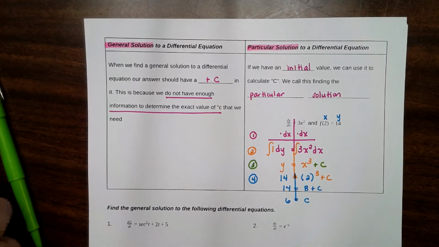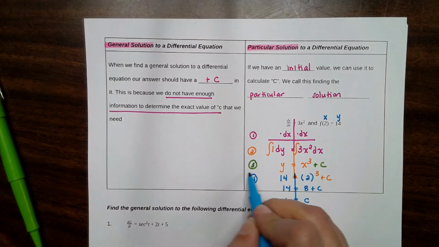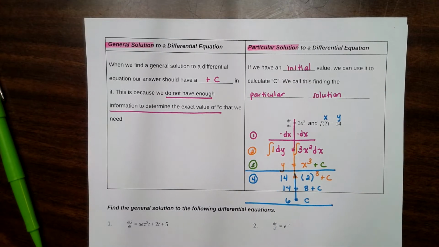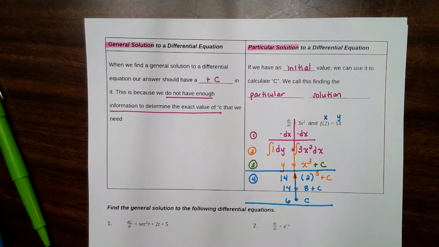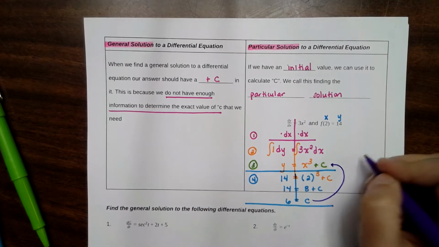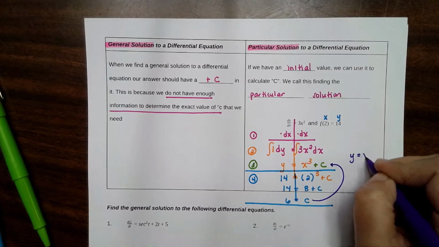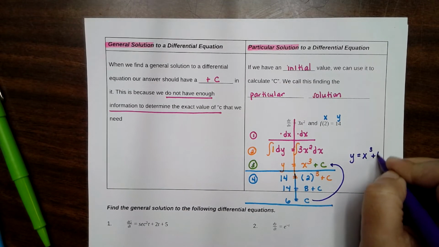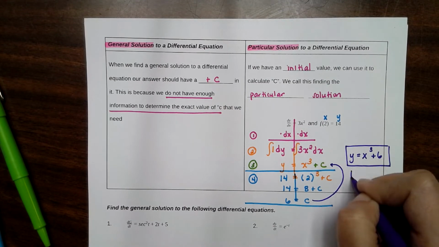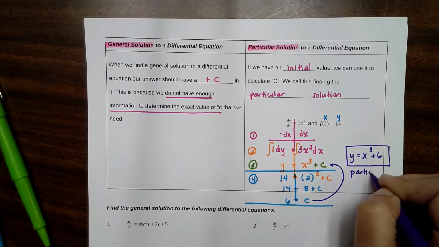I like to think of this as almost like a detour. So we had our general solution. We did a little bit of extra work to find our c. And now as our last step, we can replace the c with a 6. So we get y equals x cubed plus 6. This right here is what we would call the particular solution.